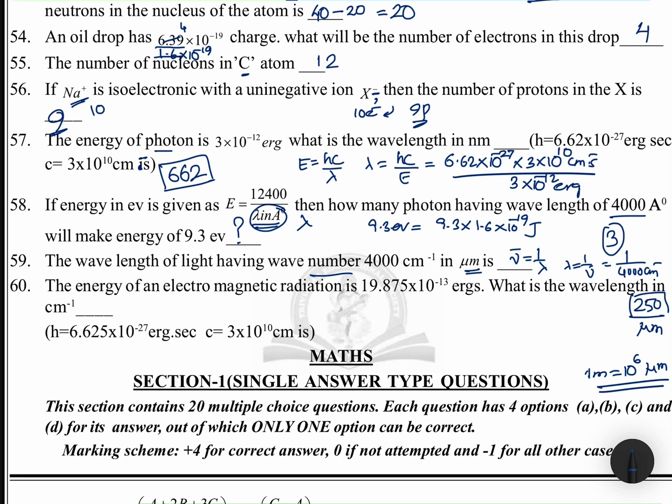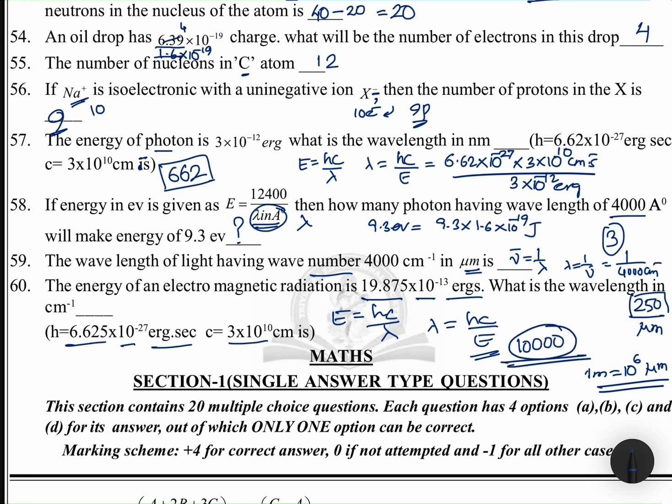The energy of an electromagnetic radiation is 19.875 times 10 to the power of minus 13 erg. What is the wavelength in centimeter inverse? h is 6.625 times 10 to the power of minus 27 erg second, c is 3 times 10 to the power of 10 centimeters per second. He mentioned here the energy, and the wavelength he is asking. E is equal to hc by lambda, same formula. Lambda is equal to hc by E. If you simplify this, you will get the answer 10,000. If you are not getting anything, just mention it to me, I will explain. Thank you.